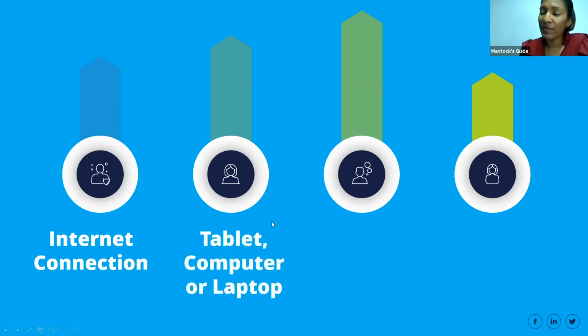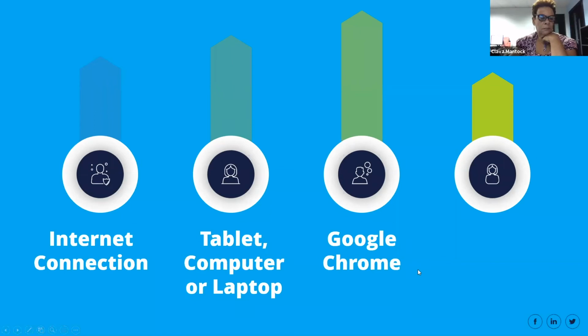You will need a tablet, computer, or laptop. Taking the class on the phone is not going to be possible. So you'll need one of those 3 devices, a computer desktop, a tablet, or a laptop, so that you can see the information on the website and have the vision of the full screen on your device. It's not going to work very well on a phone. So you'll need one of those 3 devices.